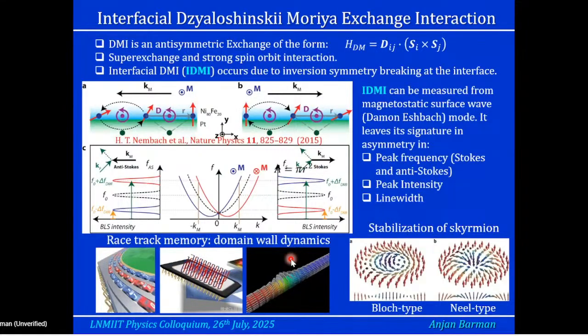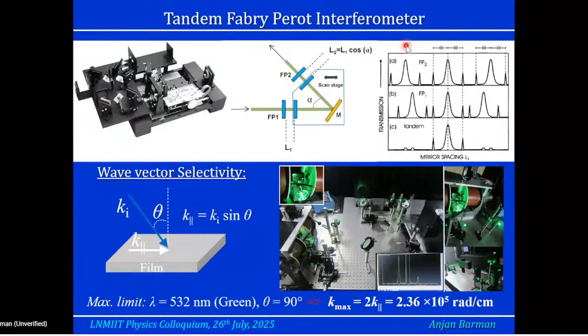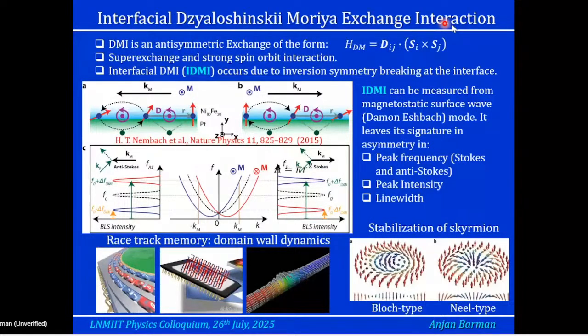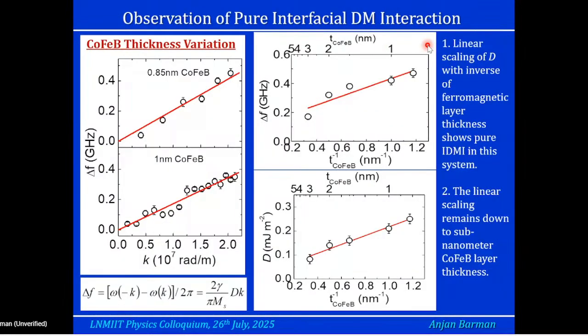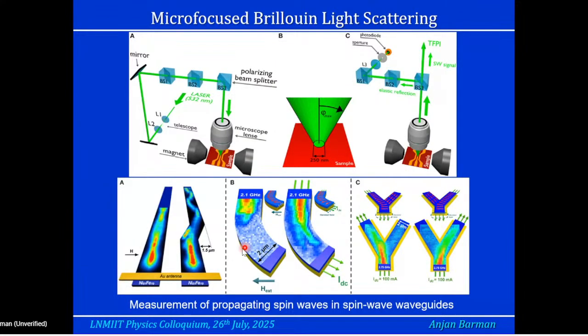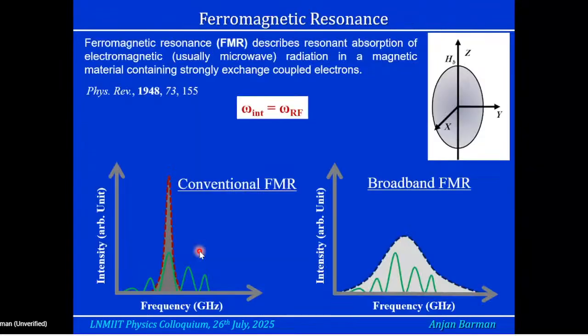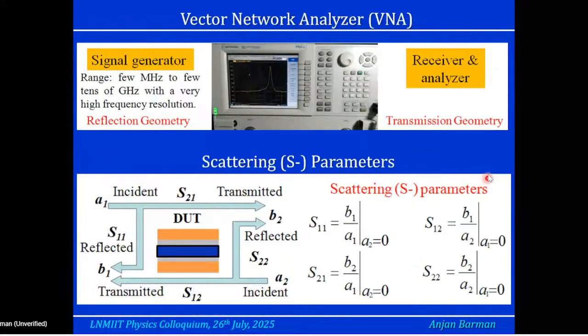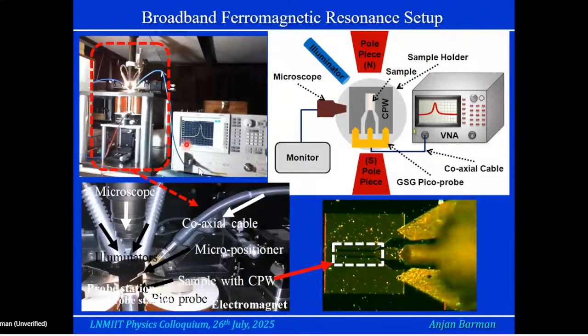There is another exchange interaction which is called the Dzyaloshinskii-Moriya exchange, which is an asymmetric exchange, and that can give rise to chiral spin textures like skyrmions and various kinds of spin textures. You can do imaging of the spin wave by using microfocus Brillouin light scattering. And then this is called ferromagnetic resonance, I mentioned before, where you can measure in the frequency domain. And this is how it is measured using a vector network analyzer, by measuring the scattering parameter. And this is in our lab.